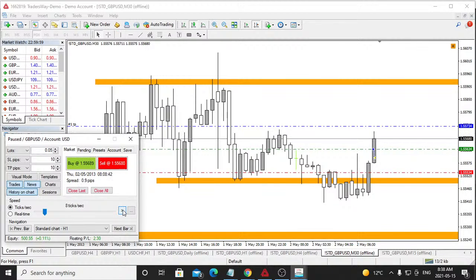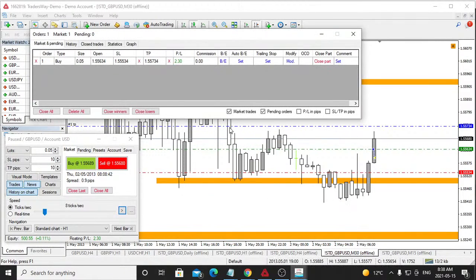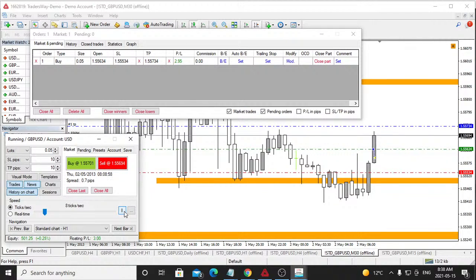Here's what I'm gonna do. I'm gonna just assess the trade. Let me see where we're at in terms of this trade. Okay, so right here we're at plus 230. We're gonna let it run. Let's let it run. See what's gonna happen.